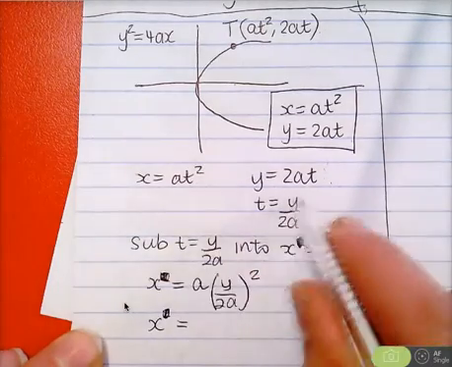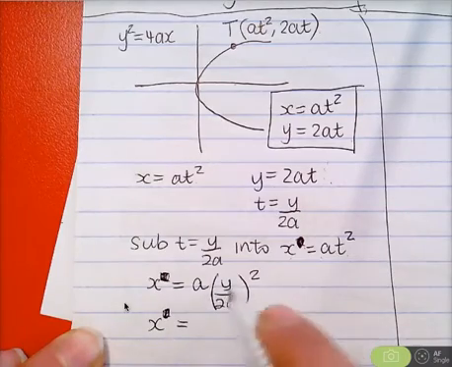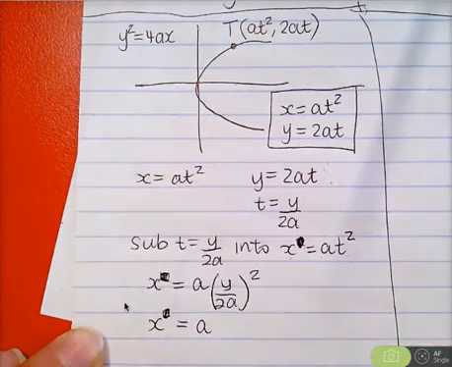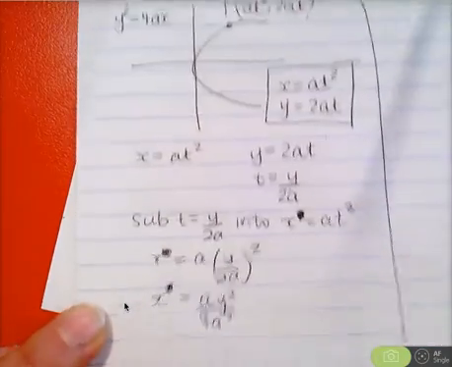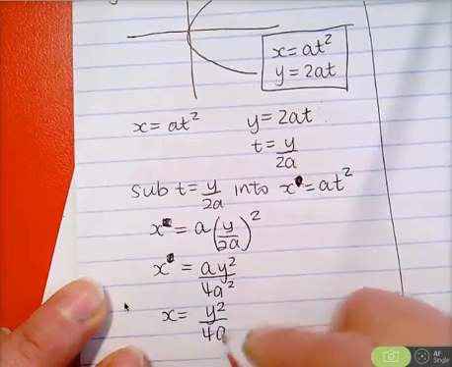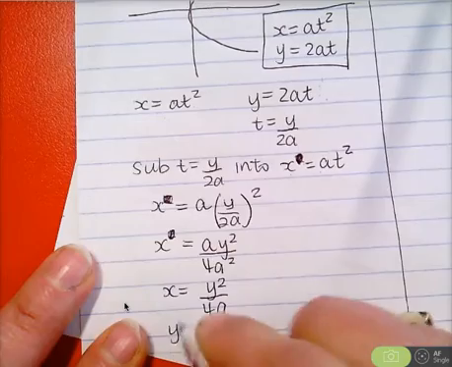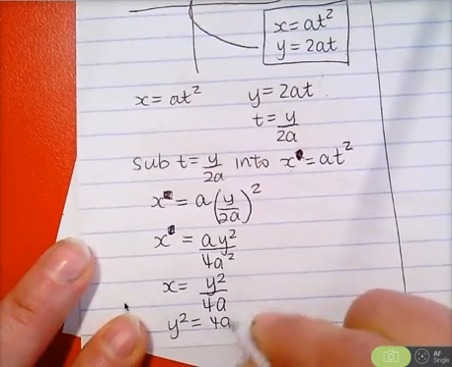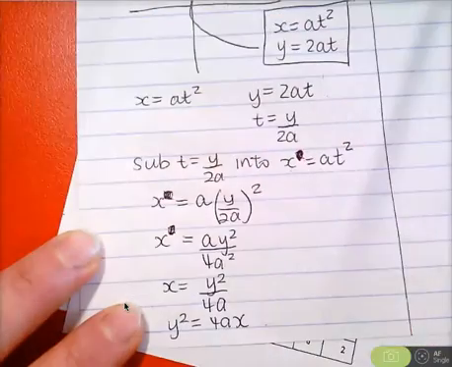So substitute t is y on 2a into x equals at squared, and we get x is a times that squared. What do you get? Y squared on 4a squared. So x is y squared on 4a, and then y squared is 4ax. So these are the parameters of y squared is 4ax.